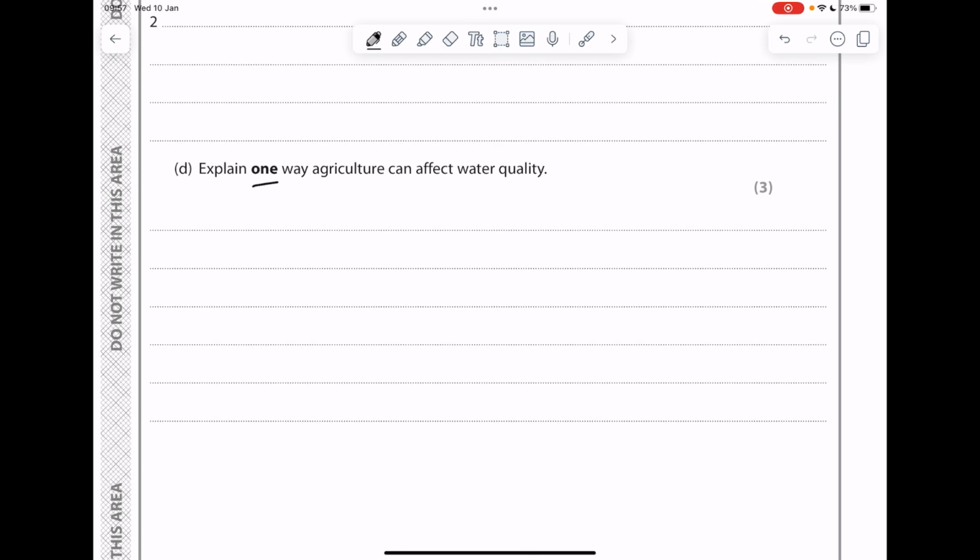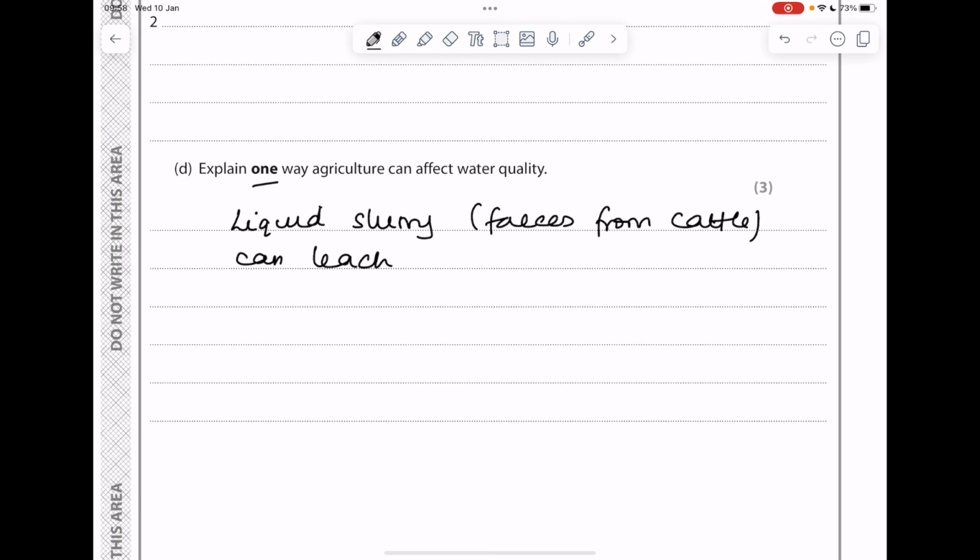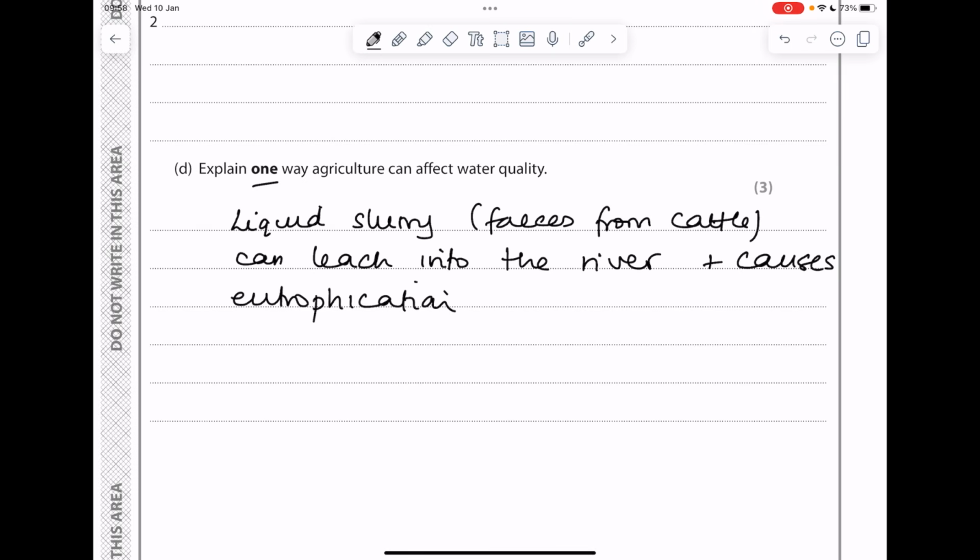I'm going to talk about the eutrophication answer. So liquid slurry, that's really the feces from cattle, can leach into the river, so wash into the river. And because of all those extra nitrates that it contains, it causes the algal bloom, which is eutrophication. And the knock-on result, remember, is that you end up with the river being starved of oxygen, so all the aquatic organisms die.